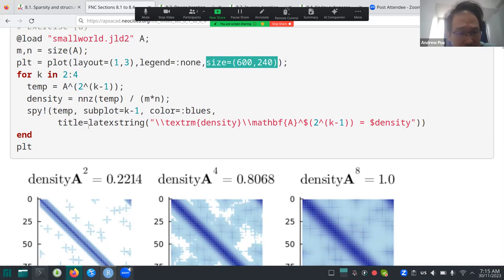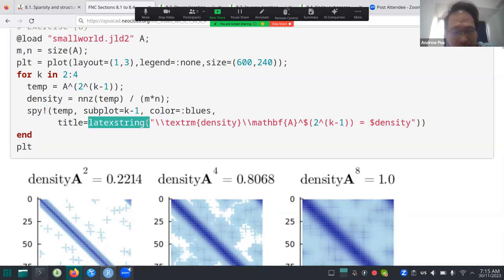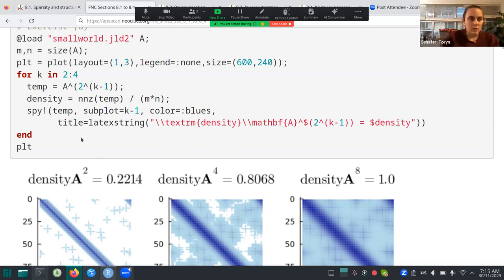The other thing that is new here is this spy command, which is specific to visualizing these sparse matrices. And then this LaTeX string command allows you to write something that looks like this, which is quite classy, quite nice. But I haven't been able to work out how to put a space in between density and A square.